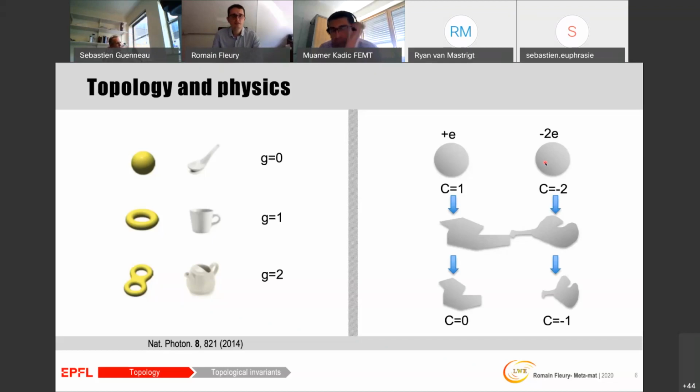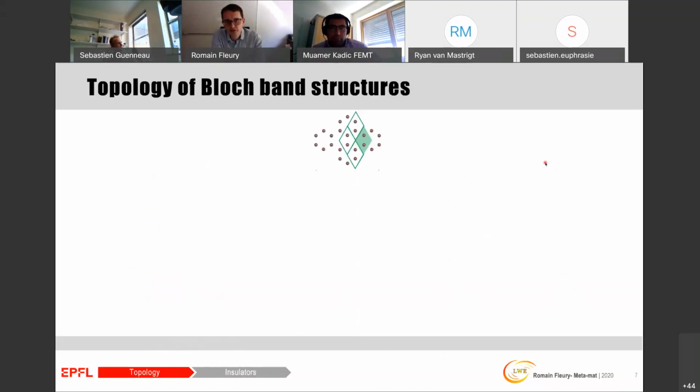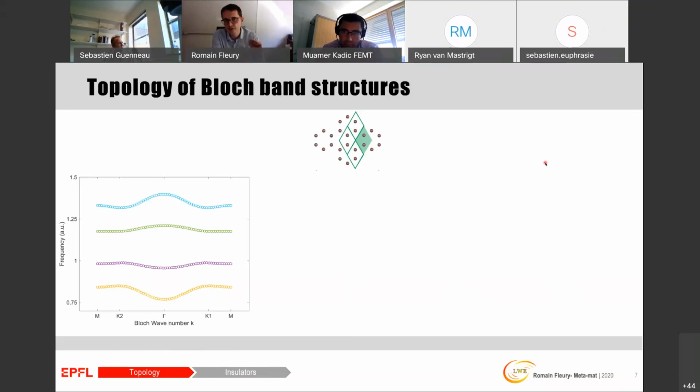So how does it play out in periodic structures for waves? If we have waves in a periodic structure, we know that we can define a band structure. This is just a schematic example. So whether it's 1D, 2D, 3D, whatever, we have a set of bands. And the first thing we are going to assume is that the bands are separated. So there are some band gaps. Okay, so this is an insulator.